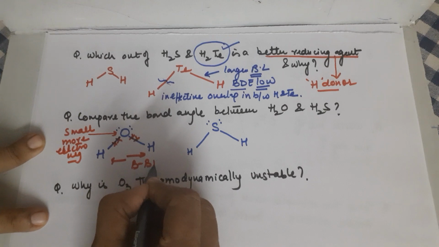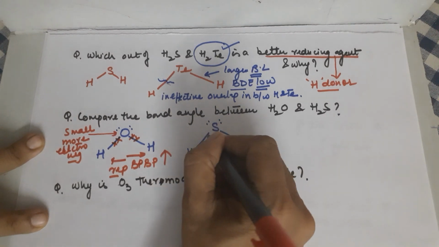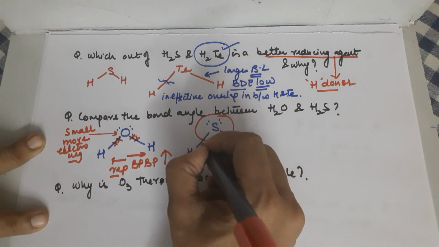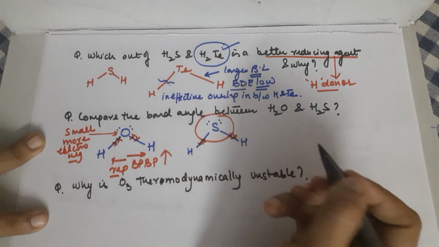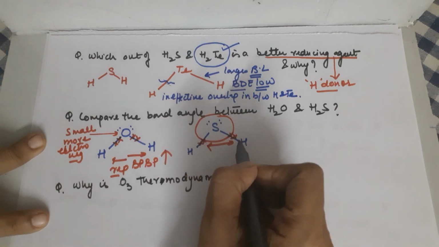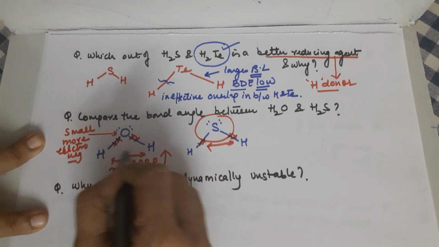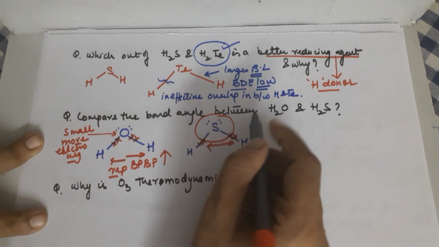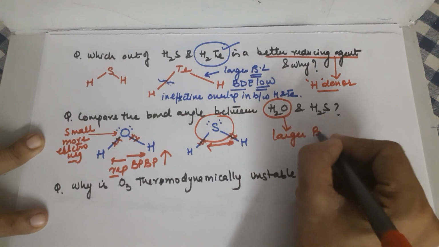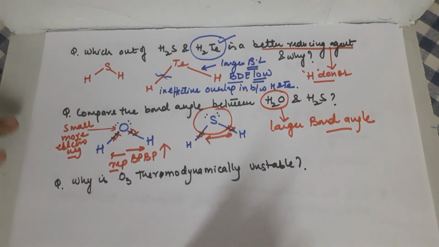So, the bond pair repulsion is greater in case of H2O as compared to H2S, due to the larger size of sulfur, which is also less electronegative. The electron pair does not shift much towards sulfur. They are farther apart, so there is lesser repulsion between bond pairs, whereas in water, due to the large bond pair repulsion, the bond angle becomes larger. So, comparing the bond angles, water would have a larger bond angle. Fine. Moving to the third question.